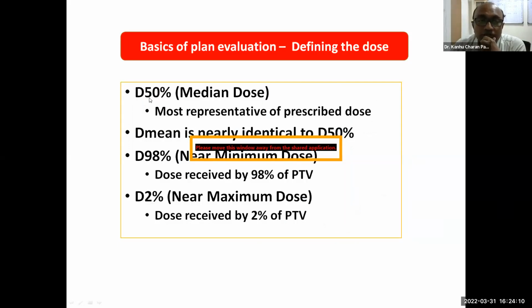D50% is the median dose, most representative of the prescribed dose. D mean is nearly identical to the D50%. D98% is the near minimum dose, the dose received by 98% of the PTV. D2% will tell you the near maximum dose.